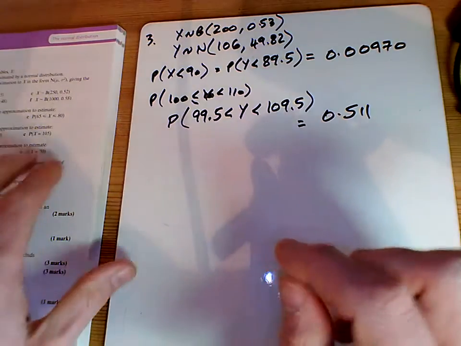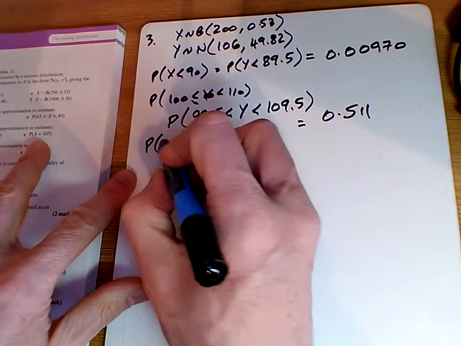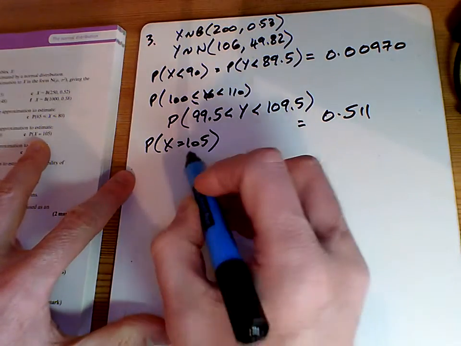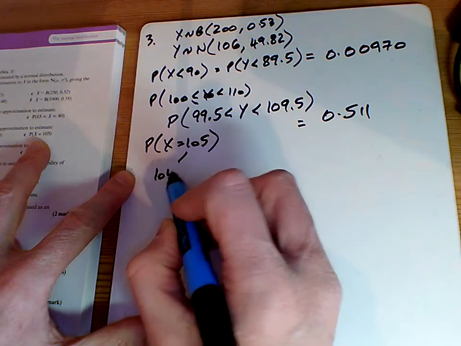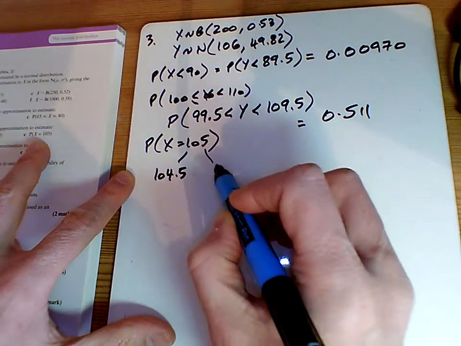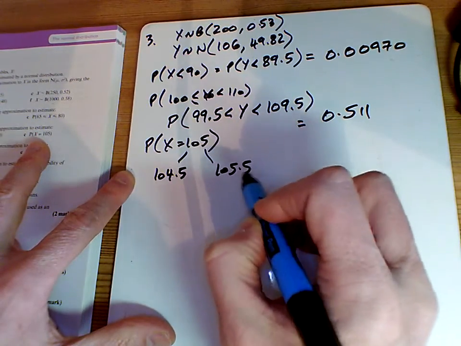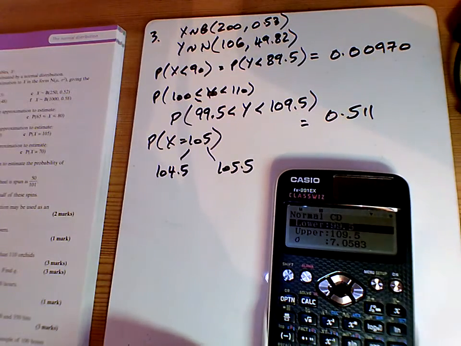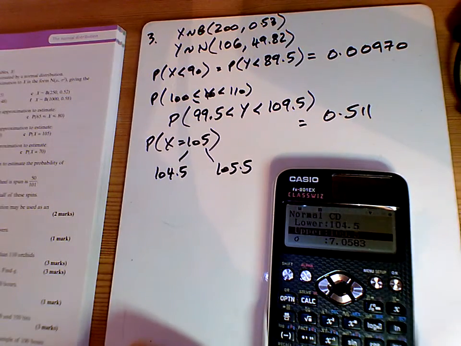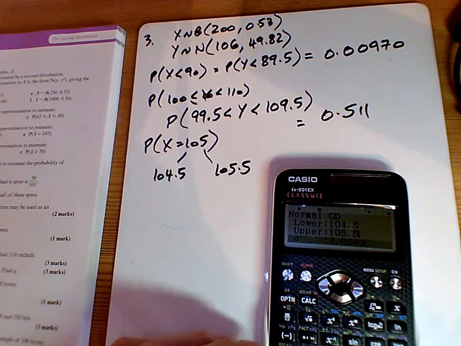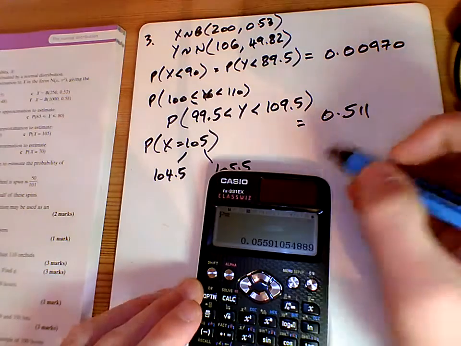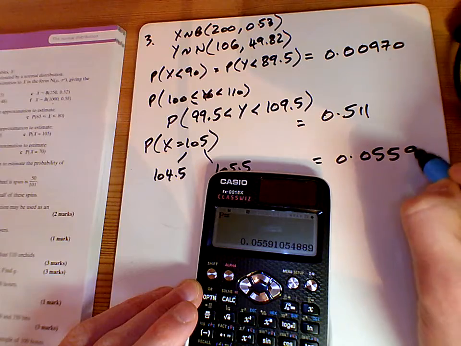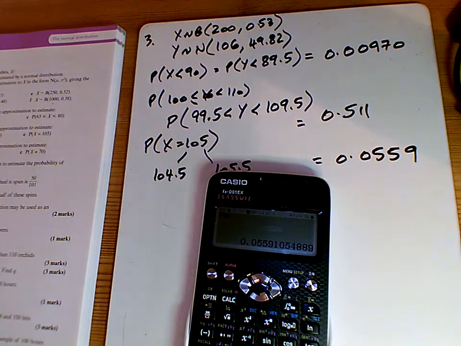And the last one for question 3, find the probability that x is equal to 105. So being 105 means that you're somewhere between 104.5 and 105.5. Those things both round to 105. So this is probably quite small, isn't it? 104.5 to 105.5, everything else is the same. So this one here, I've got 0.0559. So there's question 3.